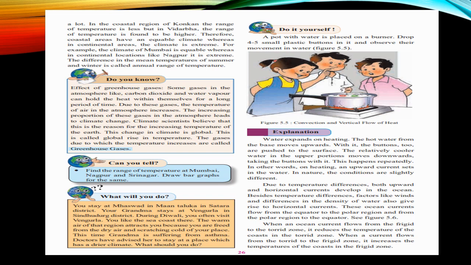So, due to temperature differences, both upward and horizontal currents develop in the ocean. ठीक है? Because of the temperature differences only, the upward and the horizontal currents develop in the ocean. Besides temperature differences, factors like winds give rise to horizontal currents. Winds and differences in the density of water also give rise to horizontal currents. अब horizontal currents को और कौन rise देता है? Winds देते हैं and the differences in the density of water.